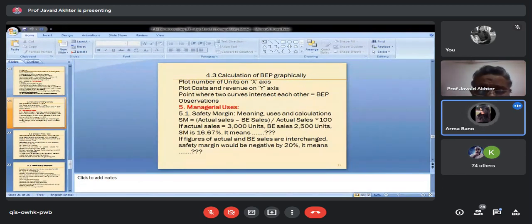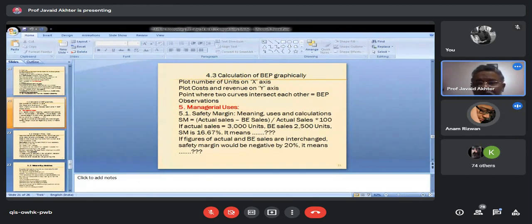I'll start with the next section of this topic, that is managerial uses. If you have no questions at this stage, shall we move on? Can you please repeat what you just told us about the intersection point and how it represents losses and profits?